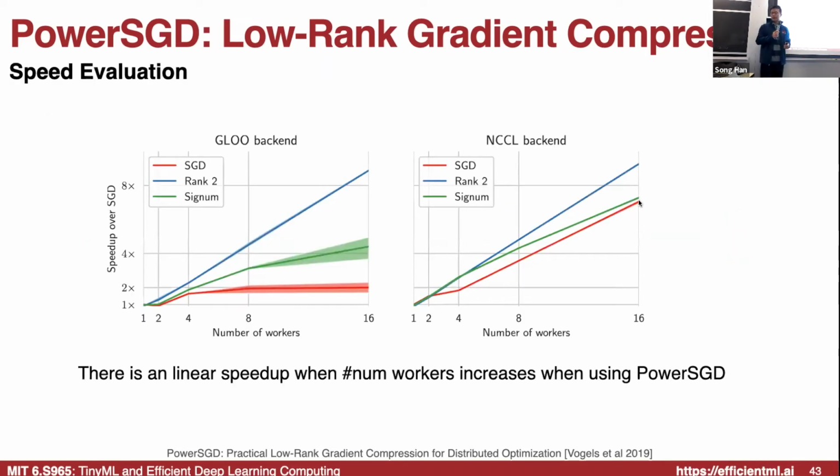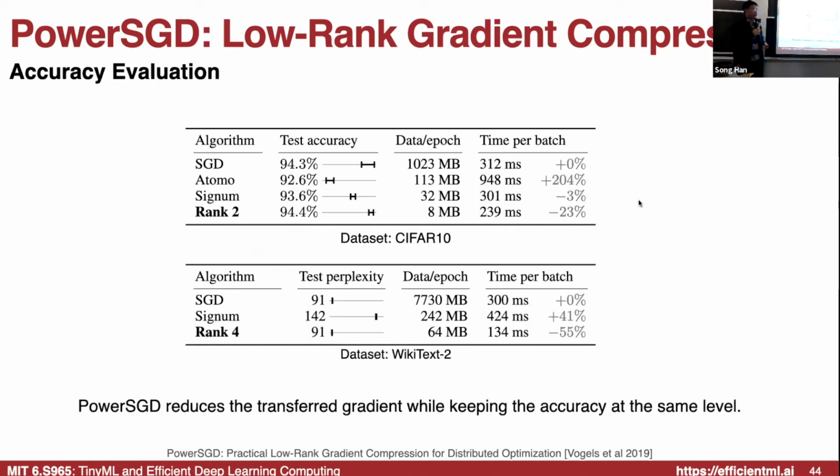And people find that if you keep a rank of 2, that is good enough. This shows the number of workers versus the speedup. Rank 2 can maintain a pretty good speedup compared with other methods using different backends like NCCL, etc. And the accuracy is also well maintained if we keep only rank 2 in this way.